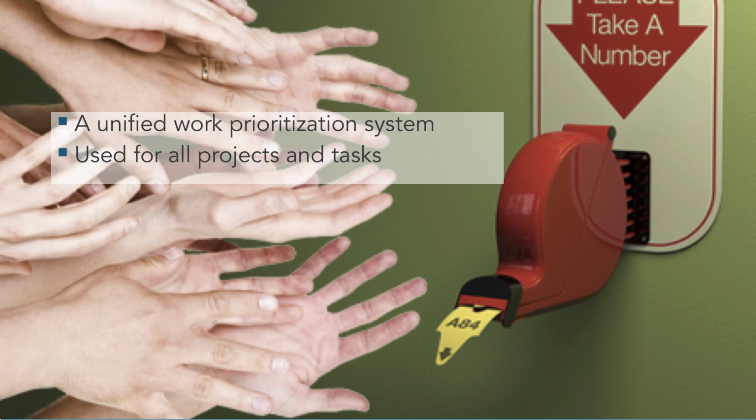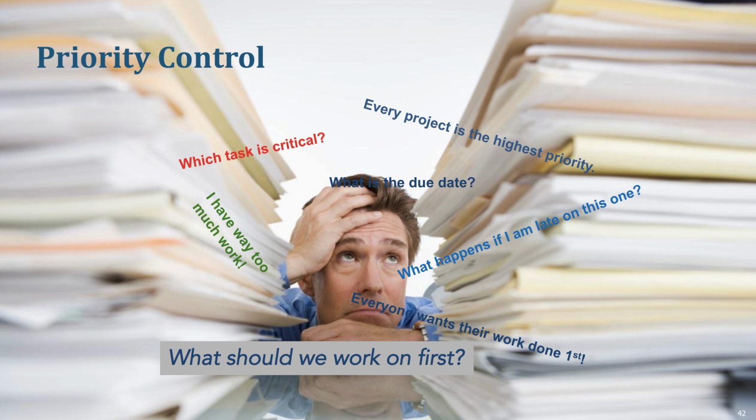So what we're striving for is a unified work prioritization system that is used for all projects, all tasks across the organization, or across the portfolio anyway, right? When we're dealing with priority control, the thing that we are focusing on is eliminating multitasking, eliminating the starting and stopping, eliminating the last minute changes.